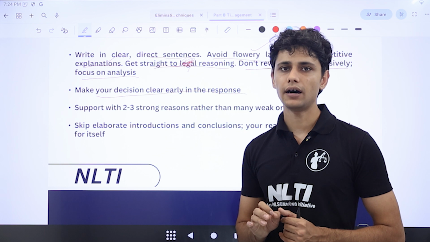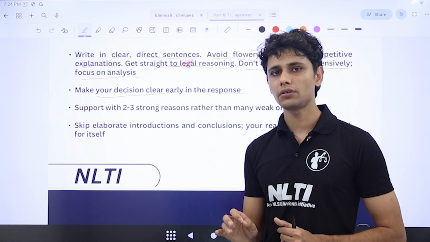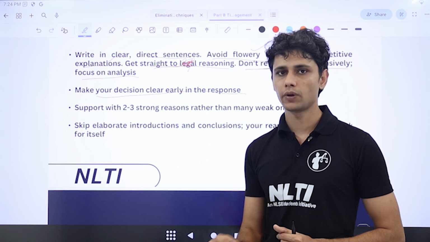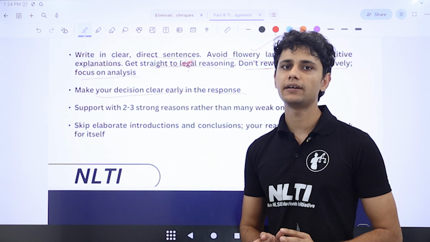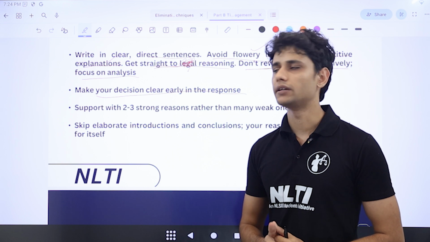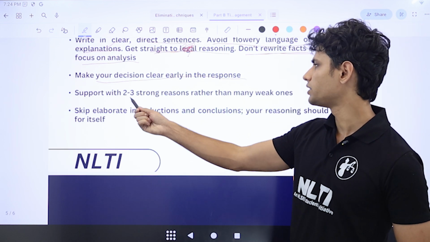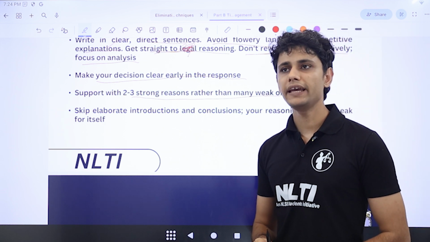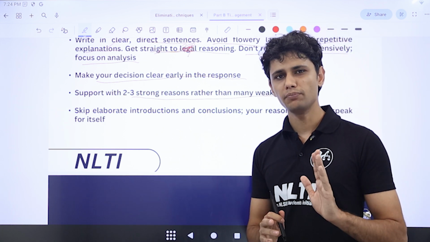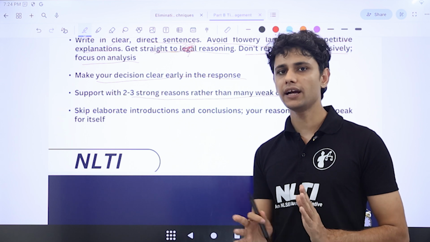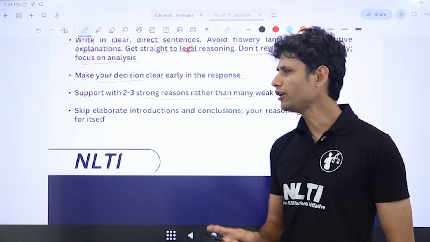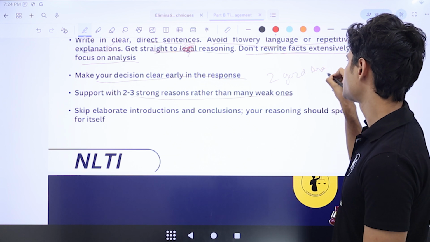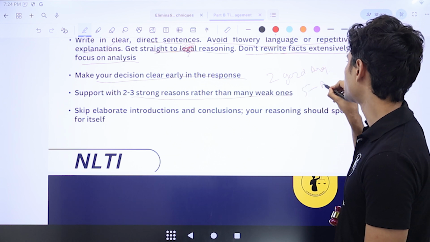So in your early answer writing practice, do not take too much time on deciding which side I need to argue for. Make that decision as quickly as possible, because you will have enough content to write in whichever side's favor you have decided. Support 2 to 3 strong reasons rather than many weak ones. This is basically to say that do not engage in writing 4 or 5 arguments. Maybe have 2 arguments or 3 arguments at maximum. So try to have generally 2 good arguments. That is more than enough, as opposed to having 5 average arguments.